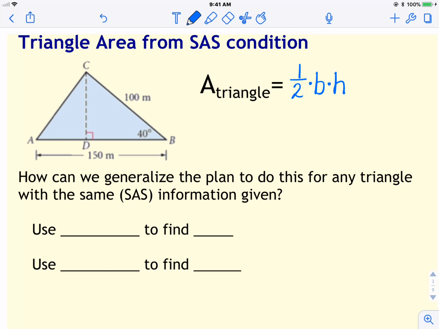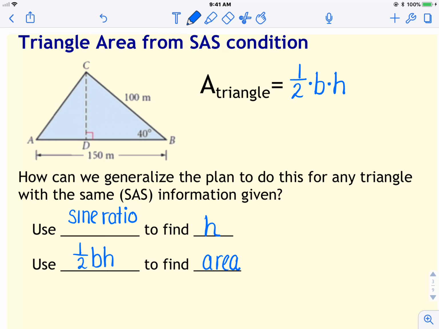If the triangle happens to give us two of its side lengths and the angle in between, that side, angle, side condition that we were used to from triangle congruence, then we actually can find the area by letting our trig help us find the height. We would use a sine ratio in order to find the height. If that's the condition, SAS, that we have, we'll be able to do that. And then we'll use our 1/2 base times height formula to find the area.